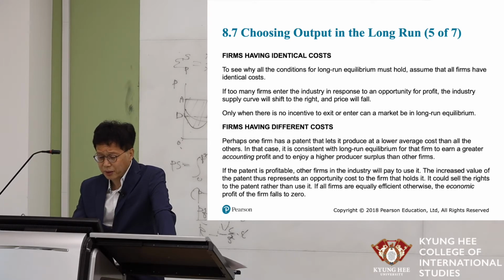The increased value of the patents does represent an opportunity cost to the firm that holds it. It could sell the rights to the patent rather than use it. If all firms are equally efficient otherwise, the economic profit of the firm falls to zero. Okay? Then inefficient firms' fixed costs increase, right?